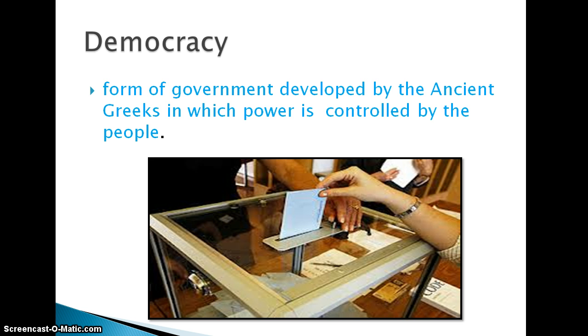Democracy. This was a form of government by the ancient Greeks in which the power was controlled by the people. Now, again, it is basically the citizens, and you had to be a male to take part in that.